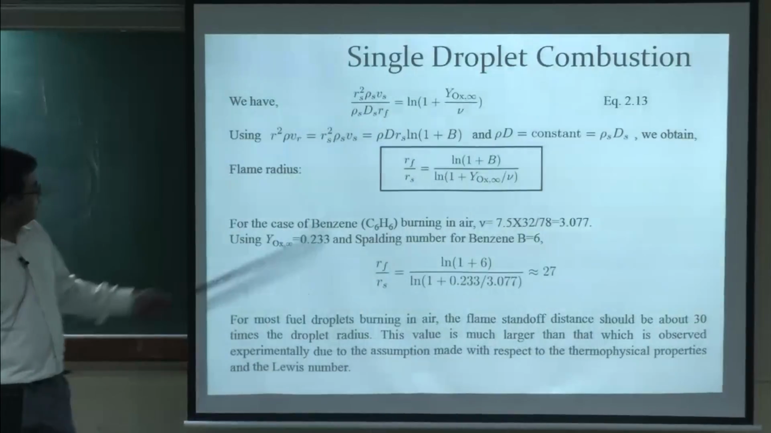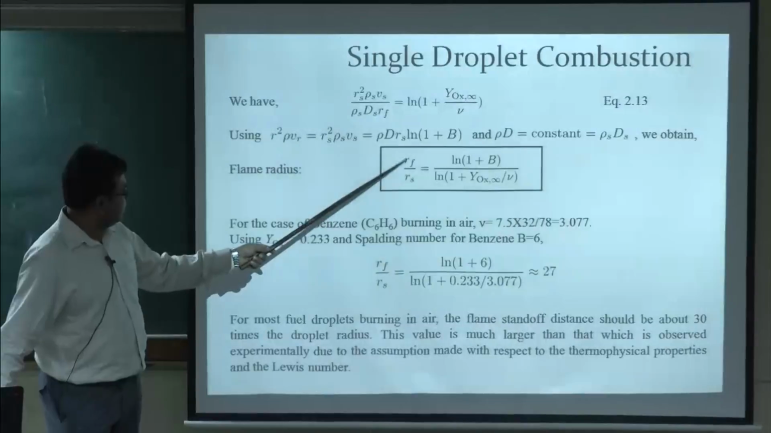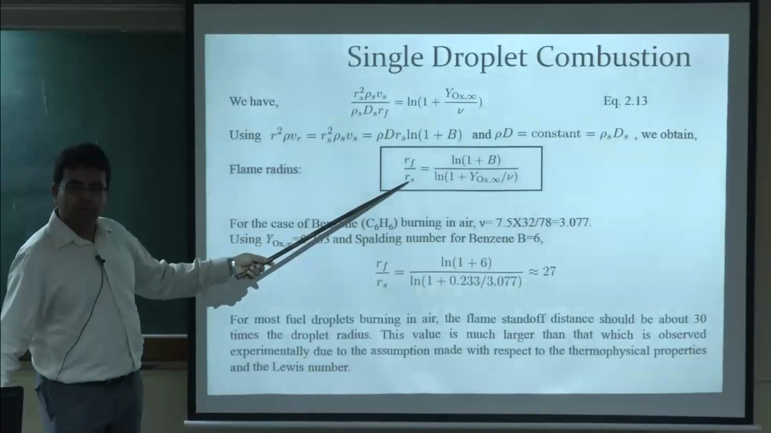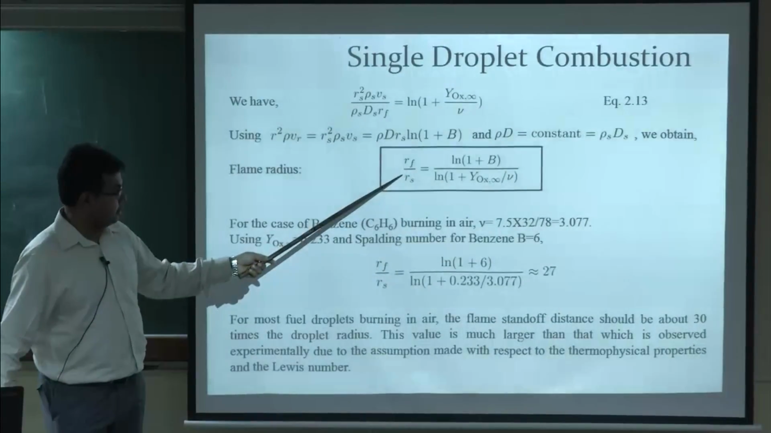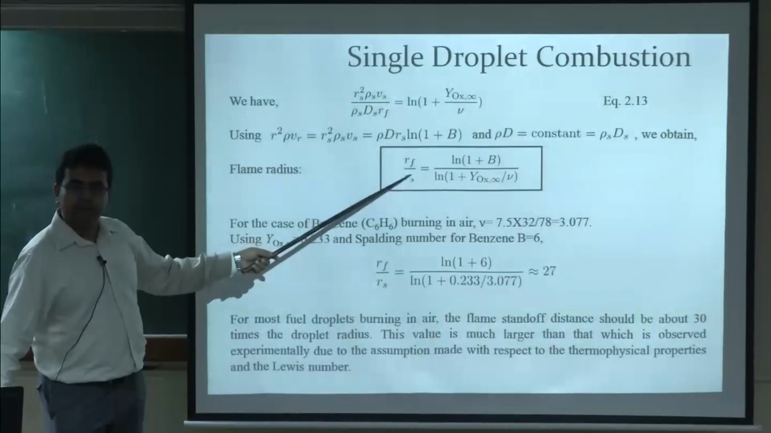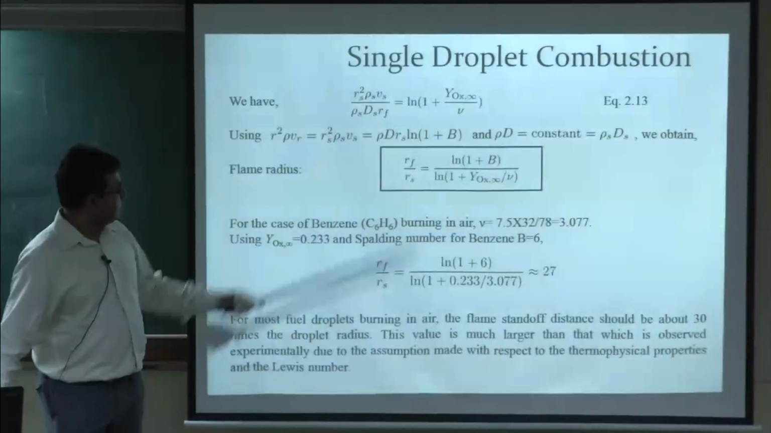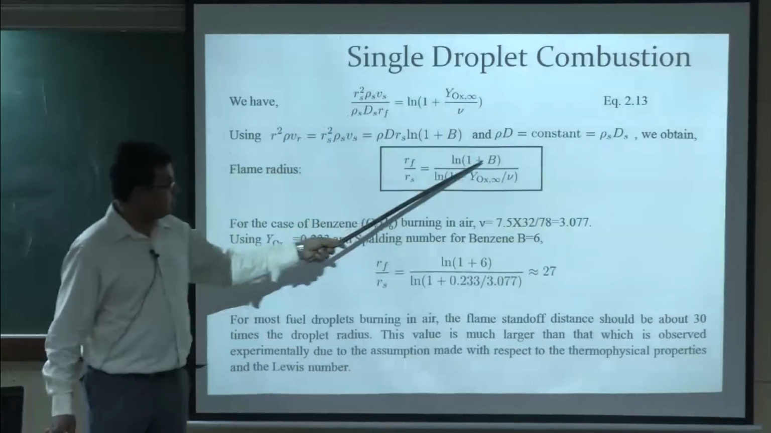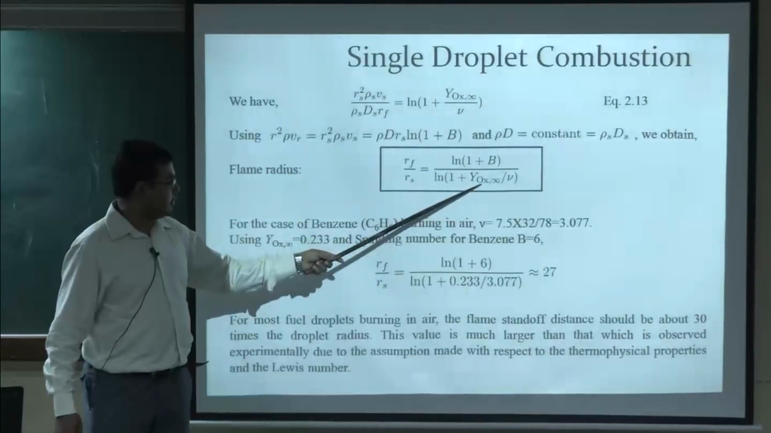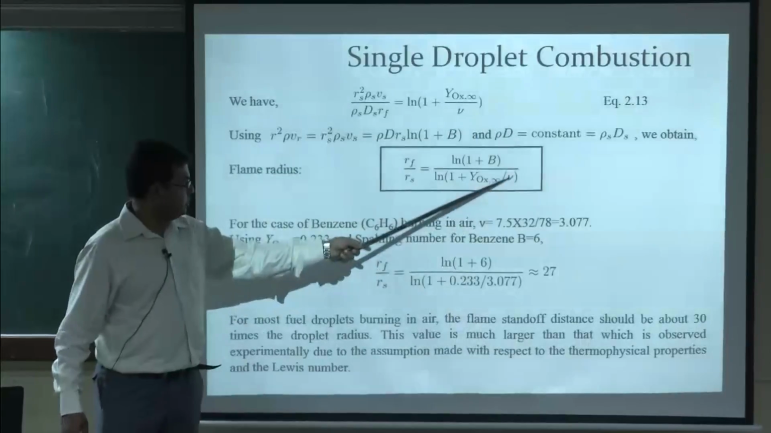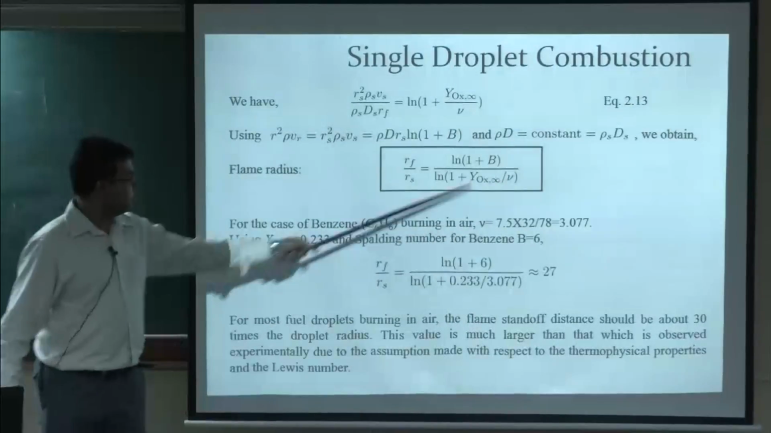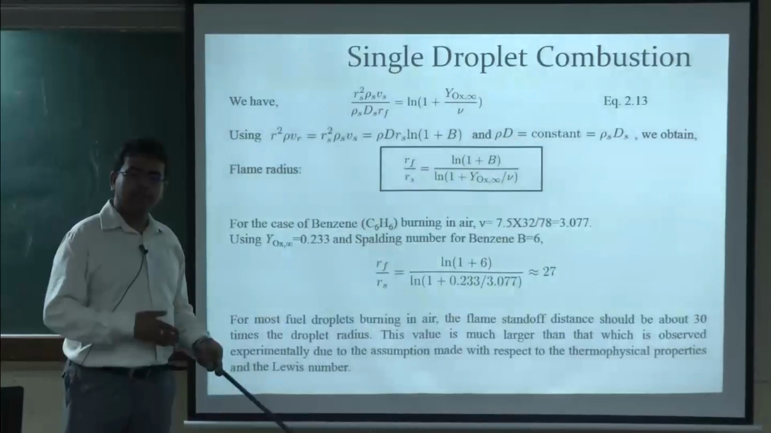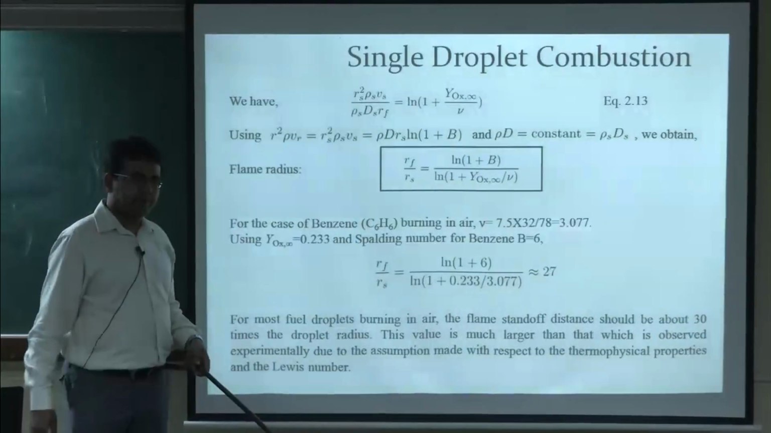Okay. So, this is a relationship between the flame radius and the droplet radius, right. RF is the flame radius and RS is the droplet radius. So, we can derive a simple relationship like this. It is a function of the Spalding number, the oxidizer mass fraction at infinity, and the stoichiometric ratio. If you know all these quantities, then you can calculate the flame radius.